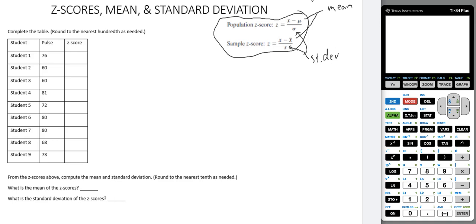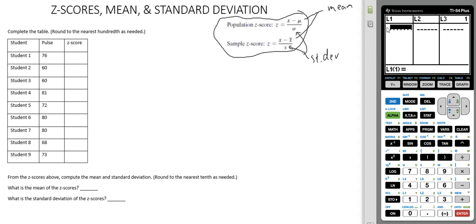All right, so let's go ahead and put that data into our calculator and get our information. Hit Stat and go to Edit, and in List 1, we put 76, 60, 60, 81, 72, 80, 80, 68, and 73. So now we have our 9 data items in.